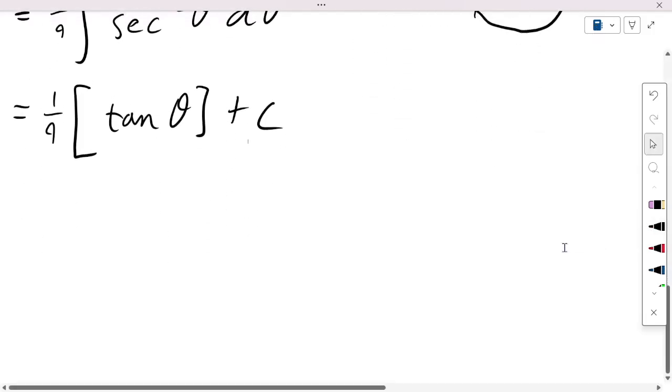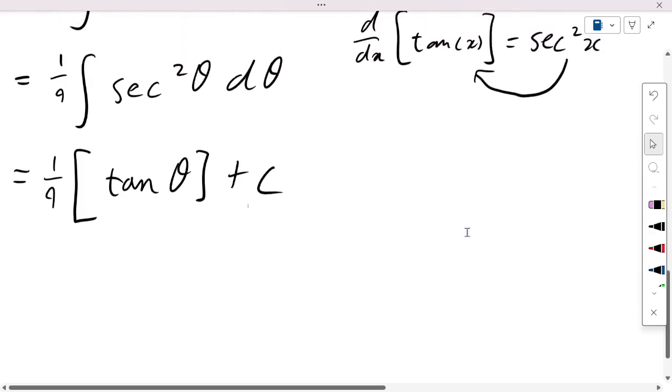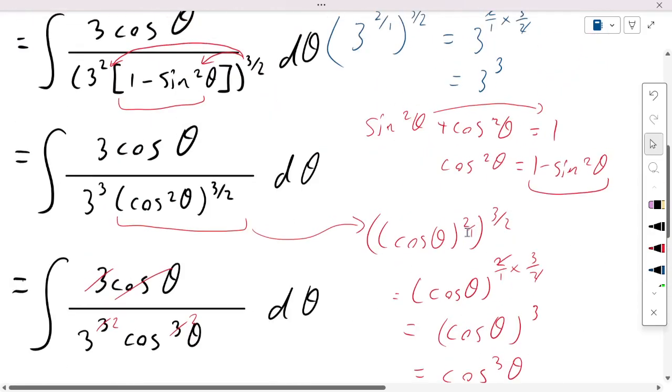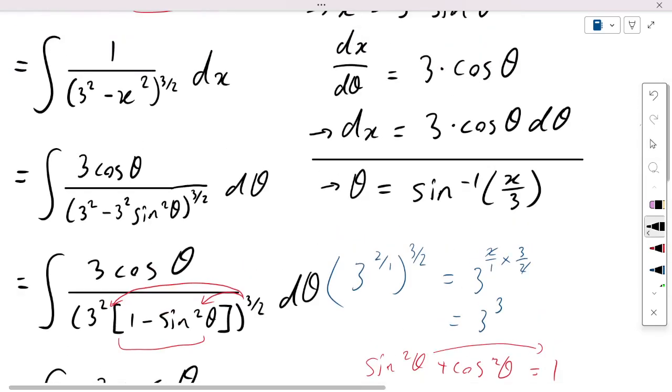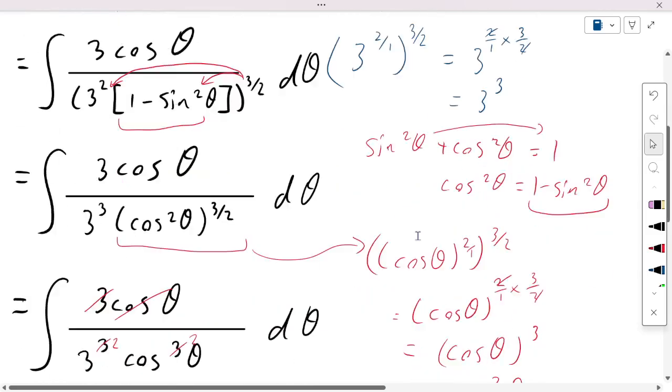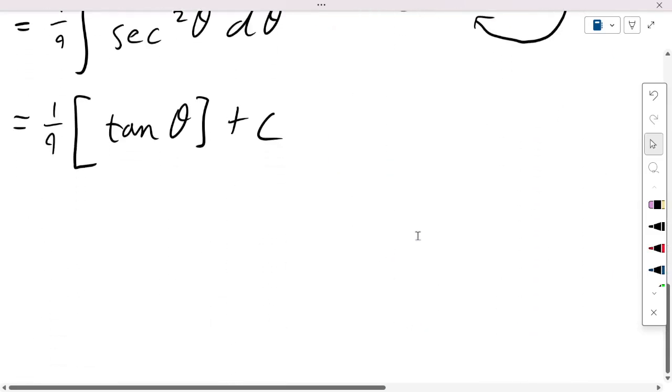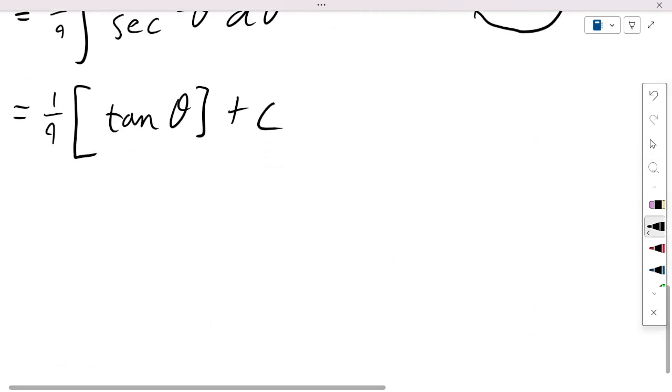Okay, remember when I said that I would simplify as much as possible? So tan theta, well, what you would have probably done was plug in arc sine of x over 3 into theta. I don't think anything is wrong with that. I don't know if you are allowed to do that, but what I want to do is simplify as much as I can without the substitution.